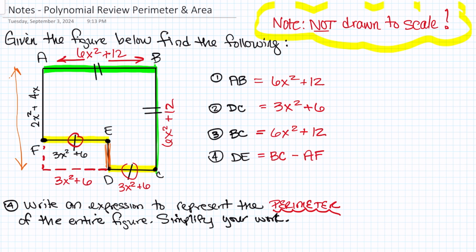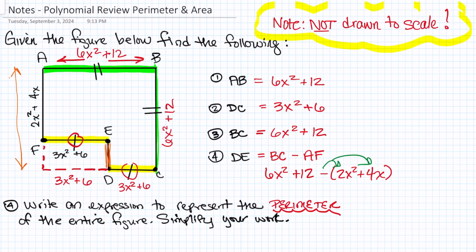So now we can do a little math and figure out what that would be. We have BC is 6x squared plus 12, and then subtract AF. Remember, we want to put that whole expression in parentheses. One of the big mistakes is people forget to distribute that negative. We talked about that in the last video. But so we'll subtract out the value of AF to get DE.